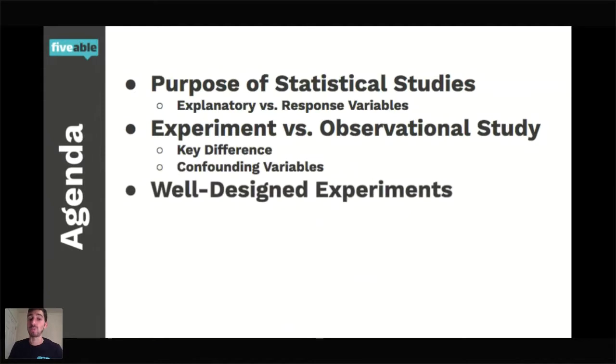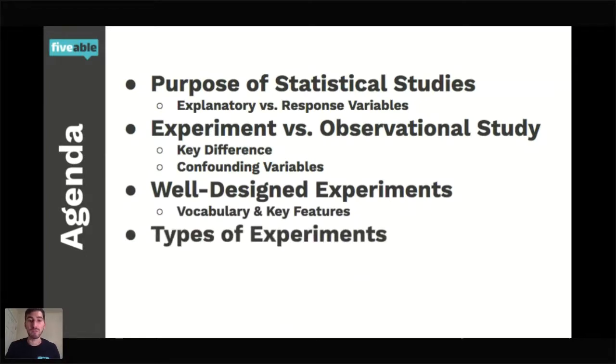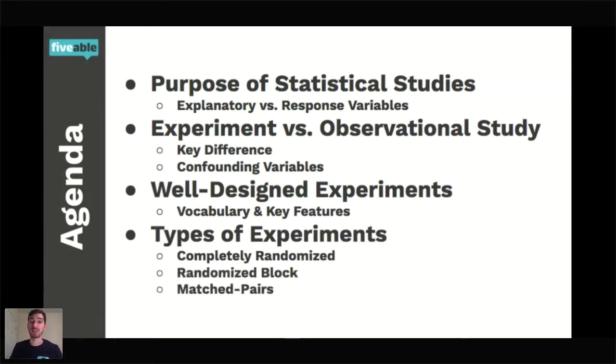Then we'll look specifically at experiments, identify some features of well-designed experiments. It's going to be a lot of vocabulary terms that you can quiz yourself on. And then we'll also close out by discussing the different types of experiments that the AP exam expects you to know. The three key types are completely randomized designs, randomized block designs, and matched pairs designs.